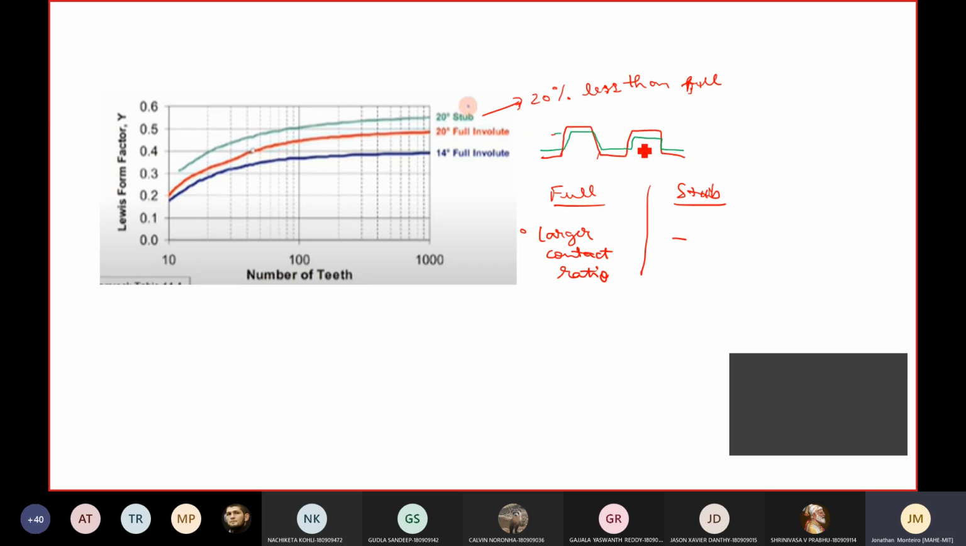Anyway, more on this we will discuss in the coming classes as we solve the problems. Step by step we will solve, and in the meantime we will be introduced to different types of teeth, whether it is 14, 20 degree full or 20 degree stub. If you have any questions, we'll address them in the next class, students, because I have some work immediately right now. So I think this is all for today's class.